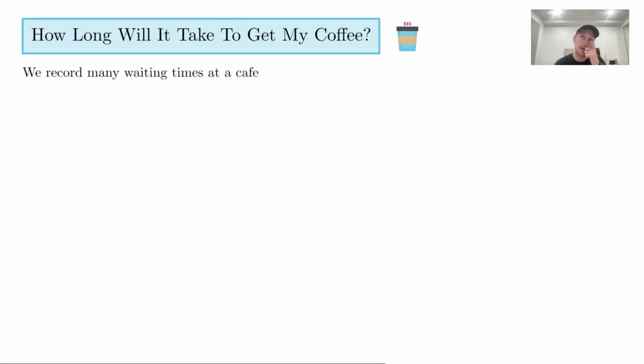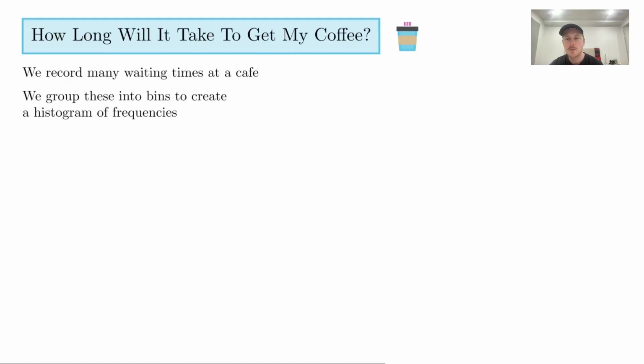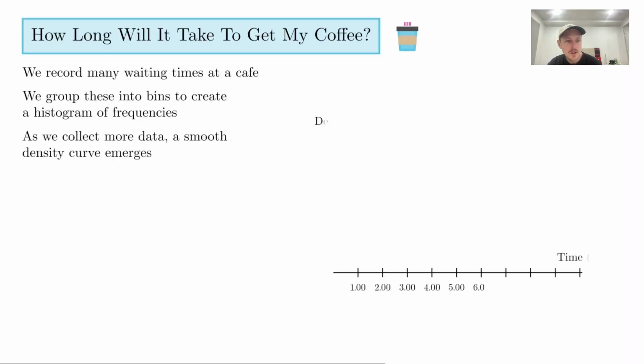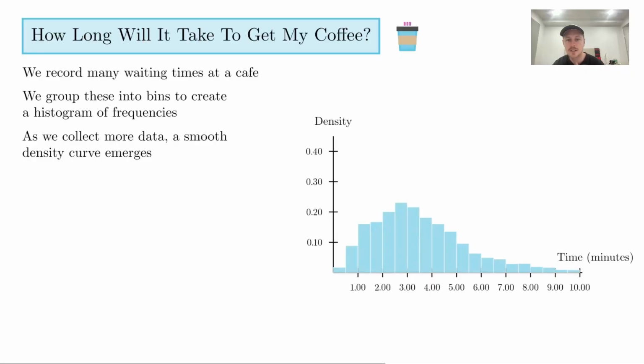Imagine we wanted to work out the amount of time it takes to get your coffee on average at a specific cafe you go to. What we could do is stand there, look at all the customers and measure how long it takes for them to get their coffee. Then we can group it into bins. You might have seen a histogram before. Maybe for some people it's between 0 and 1 minute, and for other people it's between 1 and 2. Then you could create a histogram of frequencies, collect all that data, and you might get something like that.